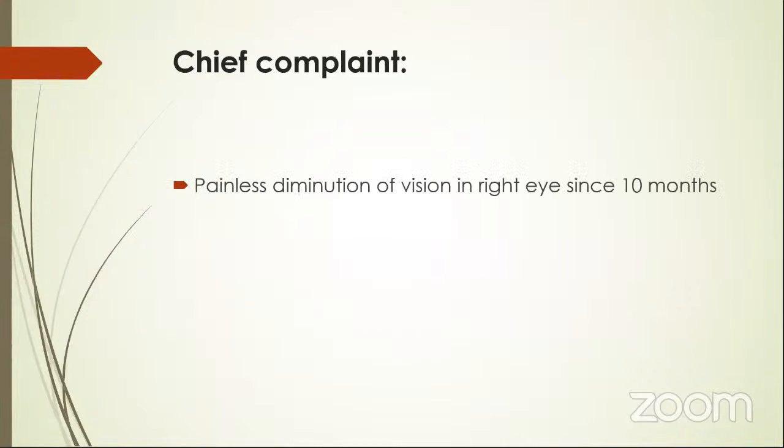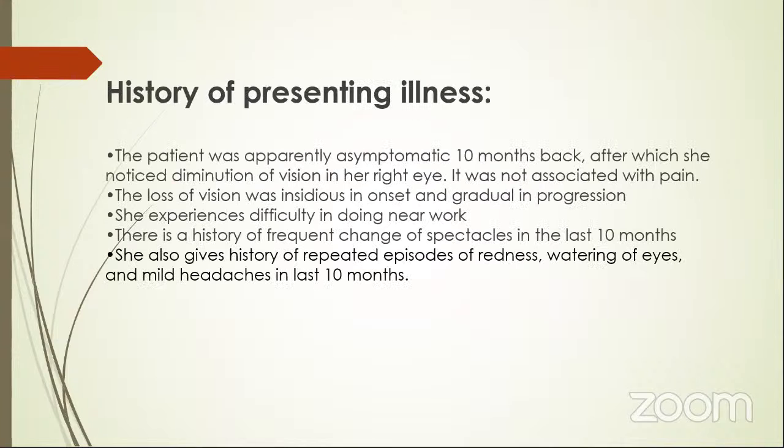Chief complaint: patient presented with painless diminution of vision in right eye since 10 months. History of presenting illness: patient was apparently asymptomatic 10 months back, after which she noticed diminution of vision in her right eye. It was insidious in onset and gradual in progression, not associated with pain. She experiences difficulty in doing near work. There is a history of frequent change of spectacles in the last 10 months. She also gives history of repeated episodes of redness, watering of eyes, and mild headaches in the last 10 months.